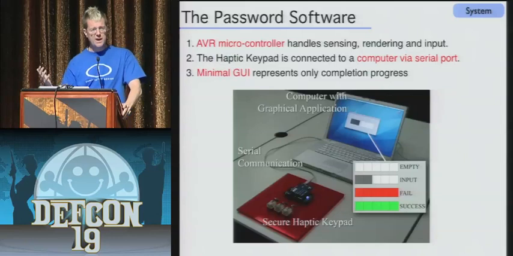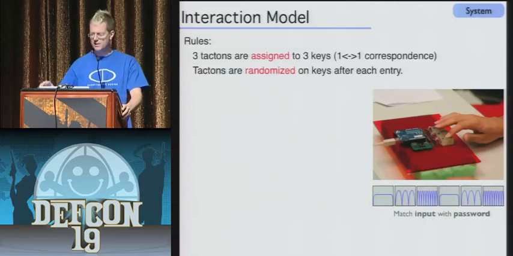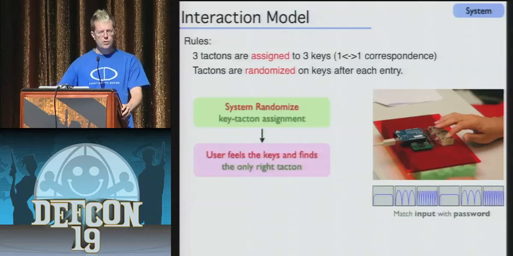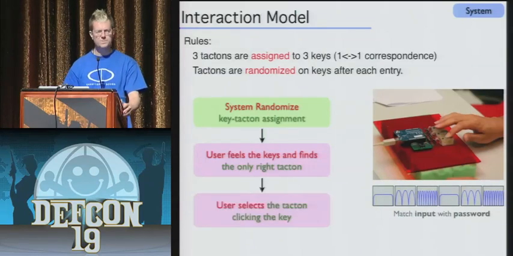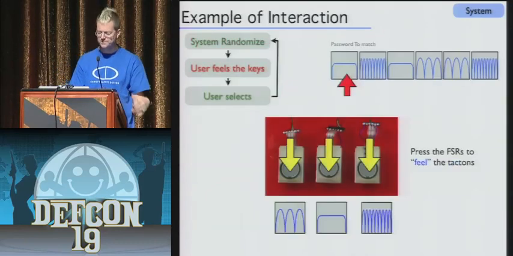And there's visual feedback in the interface of how far along you are in the password, but nothing that indicates what was entered, just how many things were pressed. So how it works is the three tactons are always assigned to the three keys with a one-to-one correspondence, but in a random order. So even if someone sees the way your fingers move, they can't do a replay attack. You feel all three keys, and you select the one that corresponds to the right tacton in your password, and then click the key. Repeat for as long as the password goes.